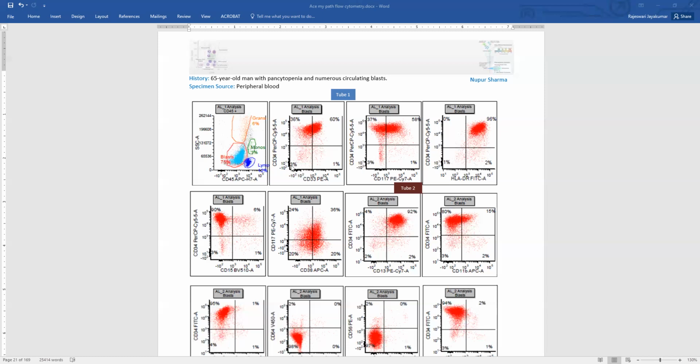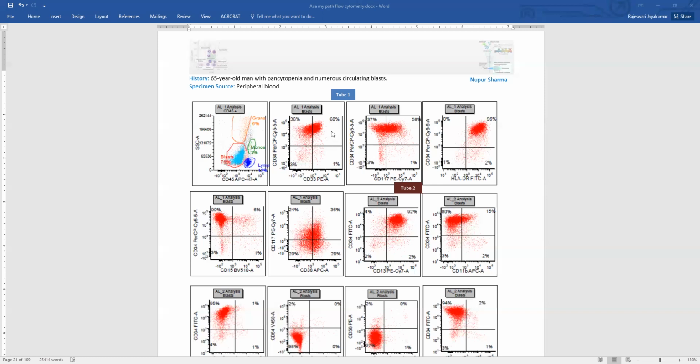So now in this case, we see that this patient has numerous circulating blasts in the peripheral blood. As expected, the flow plot also shows a lot of cells in the blast gate, that is 75% of the cells. These cells are gated red, and now we will follow this blast population and see what they express. All the blasts are expressing CD34 and they have a partial CD33 expression.